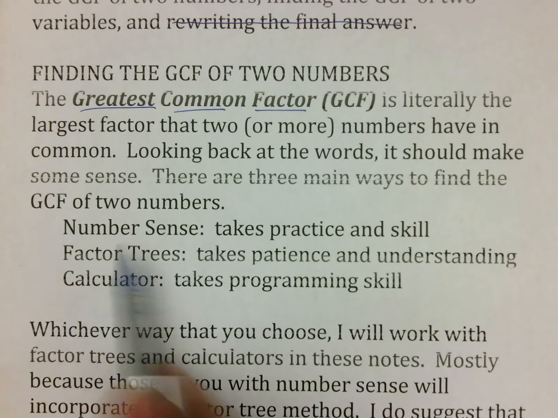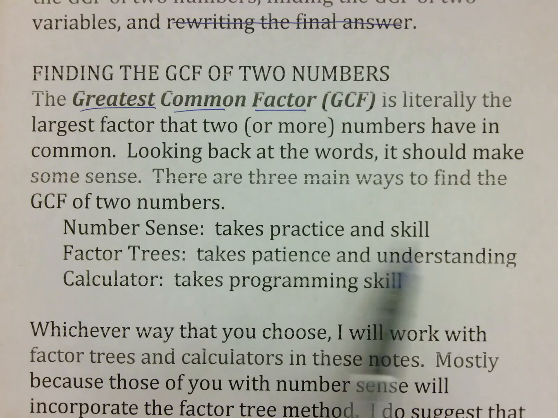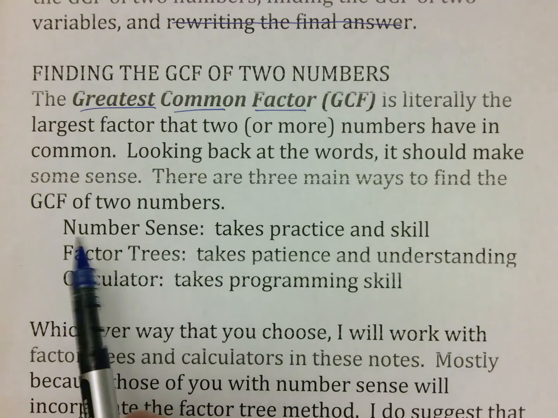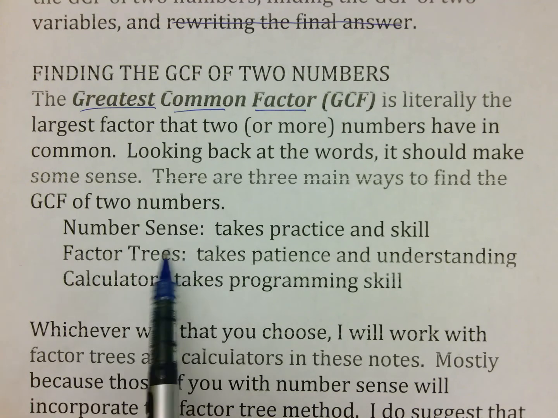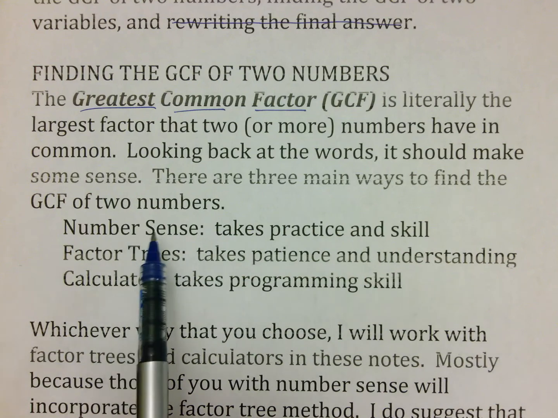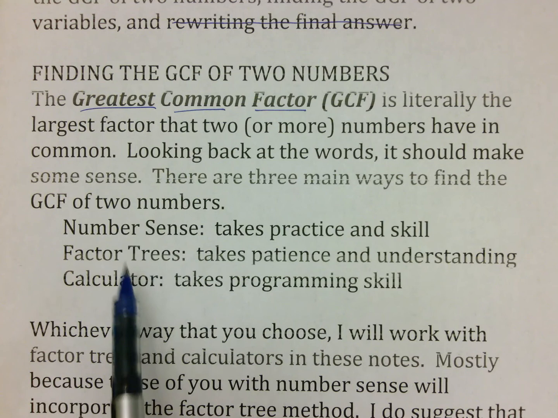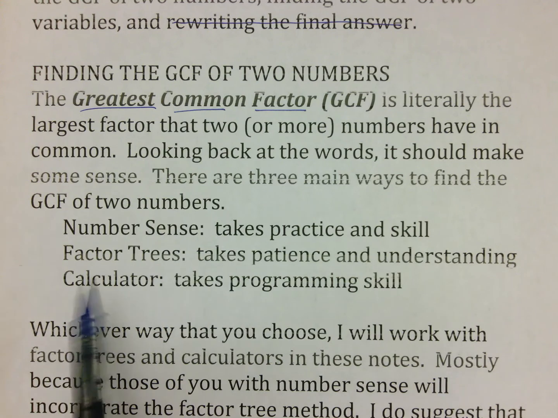Some of you have good number sense. That does take practice and skill. If you do have good number sense and you always find the greatest common factor by just kind of thinking through it, that is good. Feel free to use that, but I would not just rely only on that, because if you are a number sense type of person, you want to at least practice one of these two. I would actually recommend the factor tree method or the calculator method, but I guess that's both methods, so I guess I could have just left out my opinion.